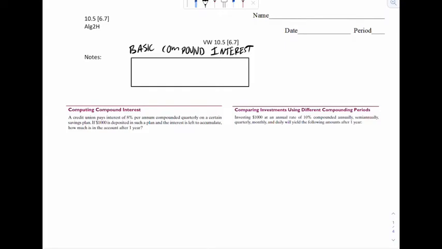Today we're going to be talking about basic compound interest. This is one of my favorite units in the class because we'll be talking a lot about how money works and how it works with mathematics.